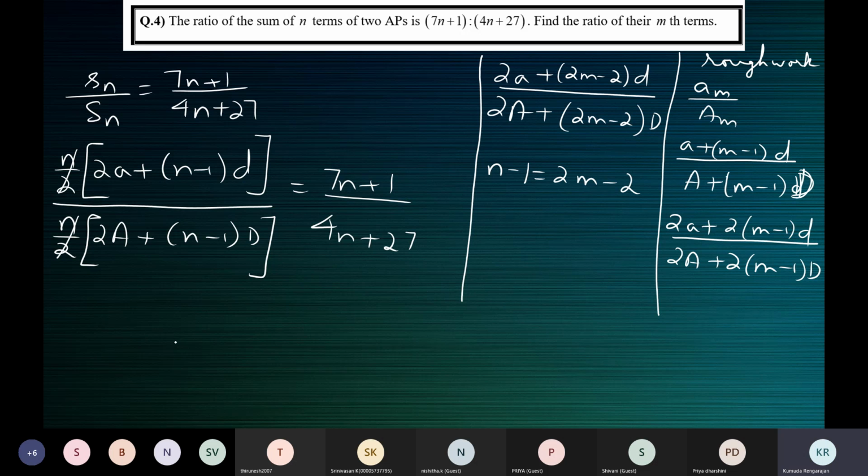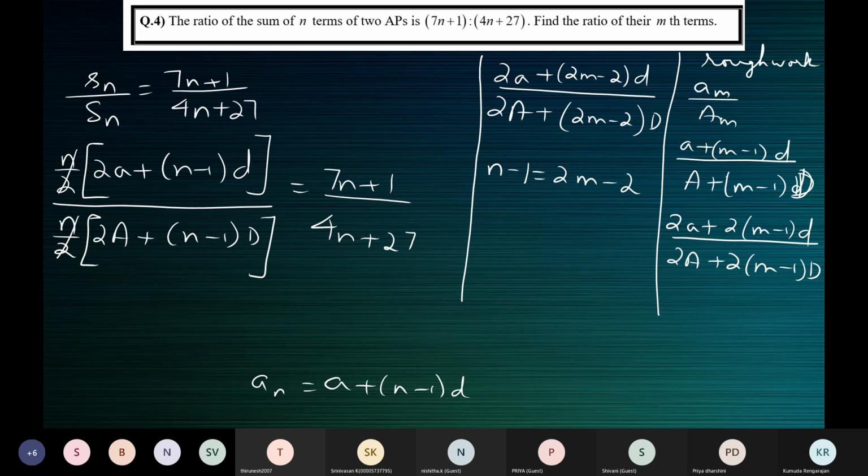Let me tell you again. You know that an is equal to a plus n minus 1 into d. Similarly, am means a plus m minus 1 into d. This is what we have to find, am by capital Am. Don't go ahead of me, children. When I'm repeating something, please come back there. Otherwise, it will only confuse you. You may not understand clearly. Follow me.